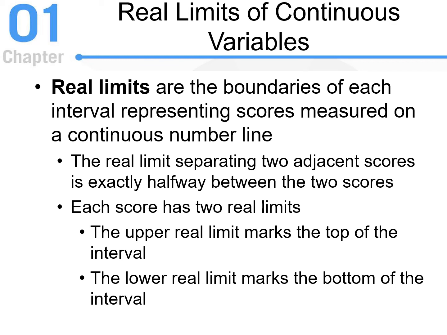So real limits are boundaries of the interval responses representing scores measured on a continuous scale. Each score has an upper real limit, which is the top of the interval, usually round down from the upper real limit, and the lower real limit is the bottom of the interval, usually round up.